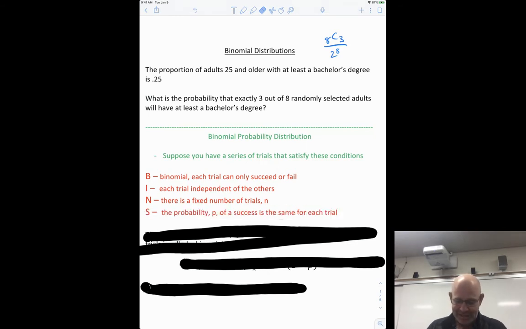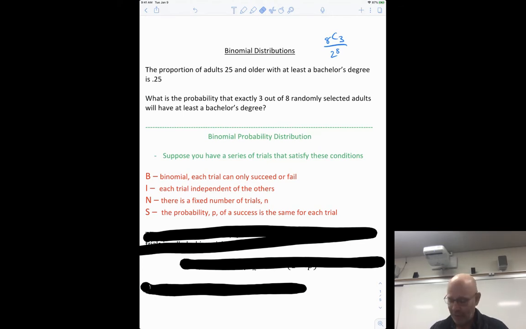And then S, the probability of success is the same for each trial. So BINS, just to help you remember. I don't know why they picked S. I guess S for the same. I guess because BIMP for probability wouldn't make any sense. But these 4 conditions must be met to be able to use a binomial distribution.